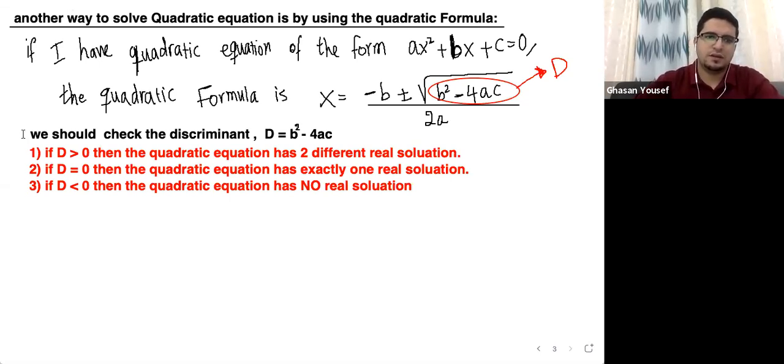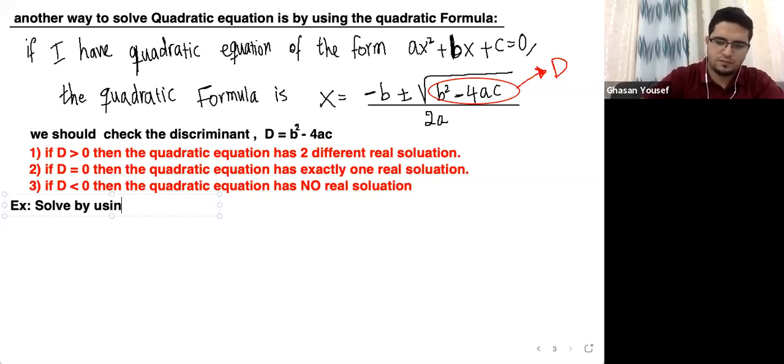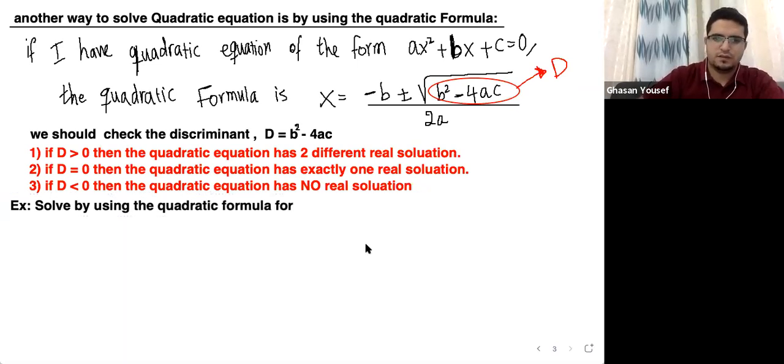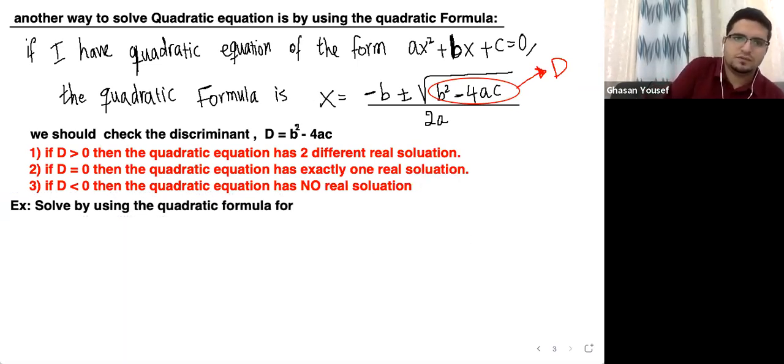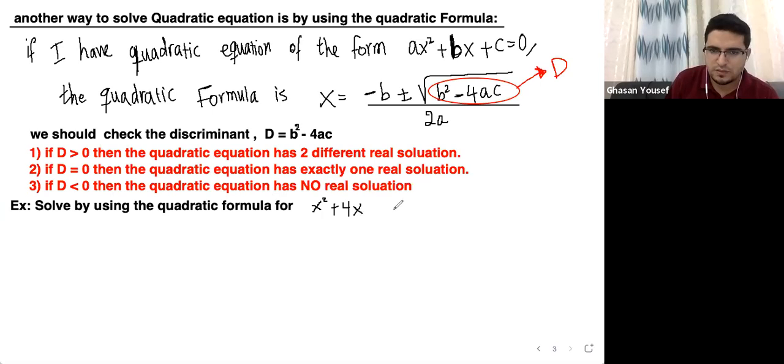So I'm going to give an example of how we can use this quadratic formula and how we can check the discriminant D. Example 1, solve by using the quadratic formula: x squared plus 4x minus 1 equals 0.